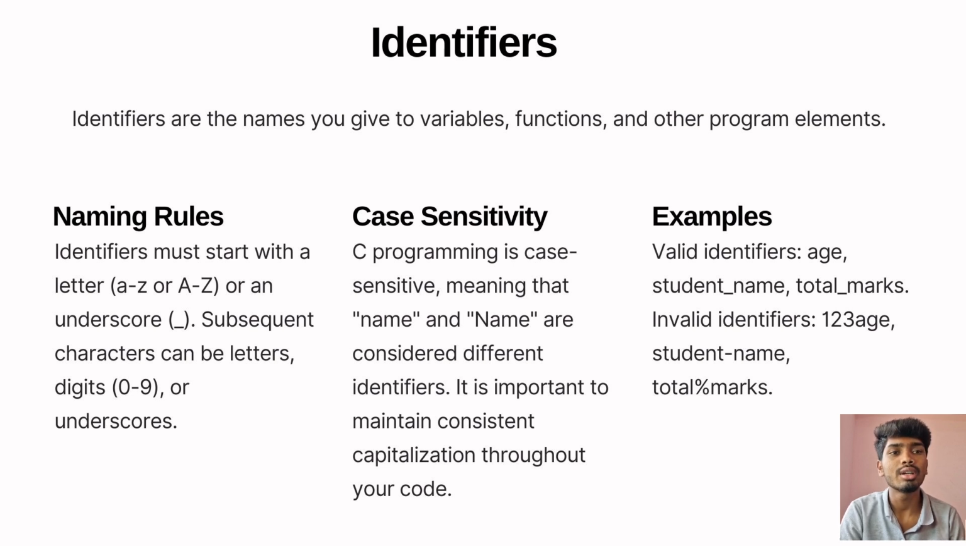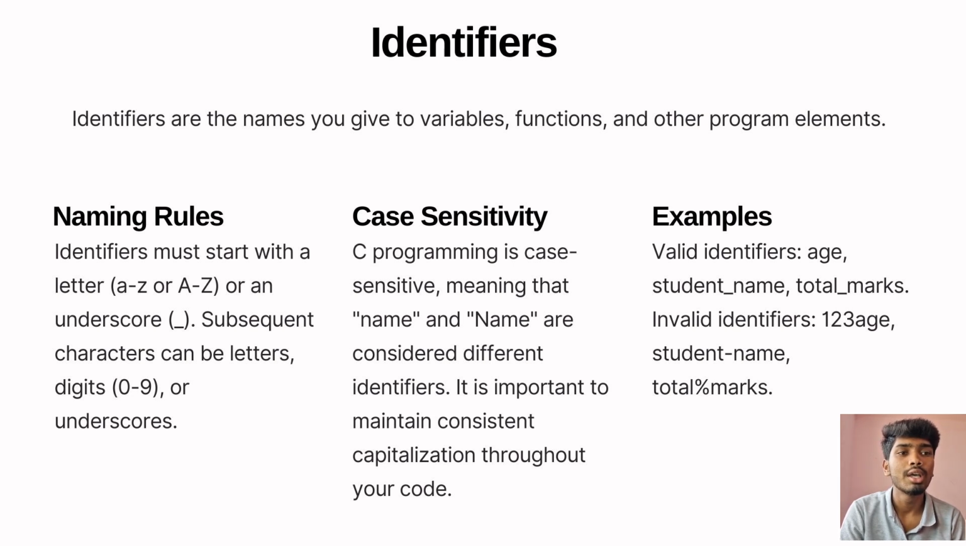Identifiers. Identifiers are the names you give to variables, functions, and other program elements. Naming rules. Identifiers must start with a letter A to Z, capital or small a to z, or an underscore. Subsequent characters can be letters, digits from 0 to 9, or underscores.